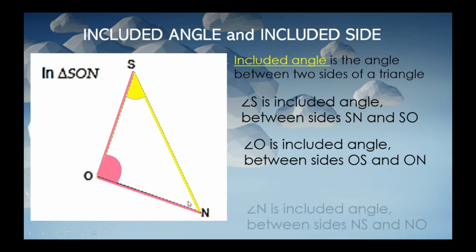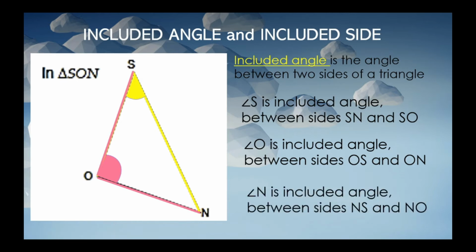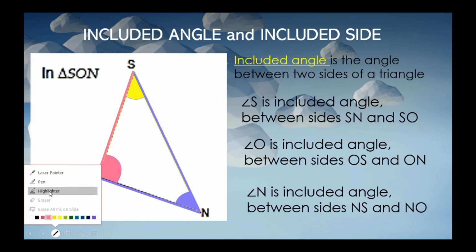Next, example, angle N is included angle between side NS, ito yung side NS, ayan, naging color blue na, no? And side NO, ito naman yung NO. So, yung angle na included niyang dalawang side na yan ay angle N, ayan. Okay? So, aside from this figure, kahit walang figure, pwede nating ma-identify yung included angle given yung two side.